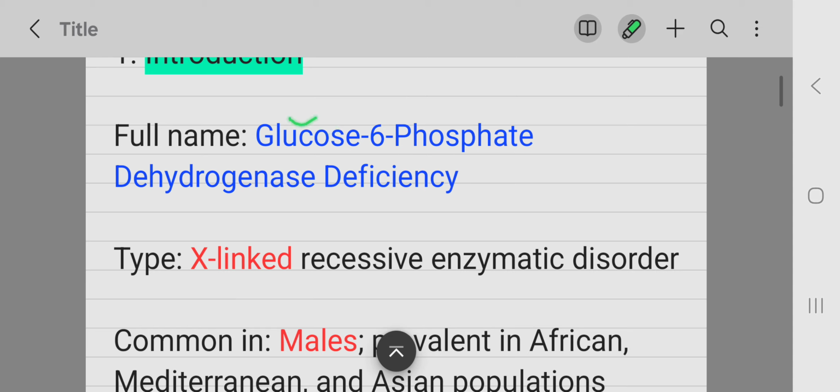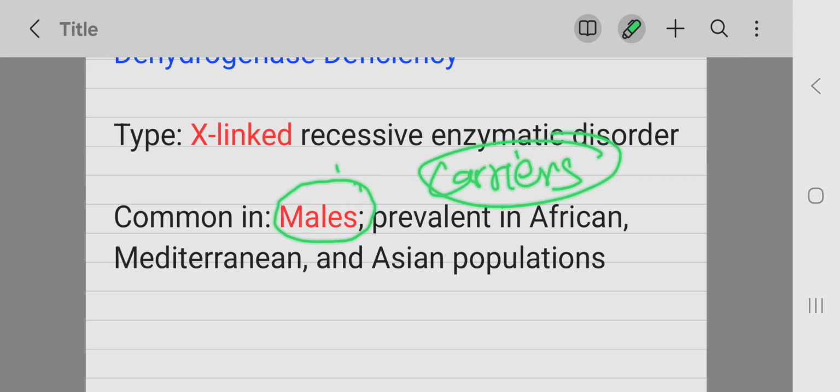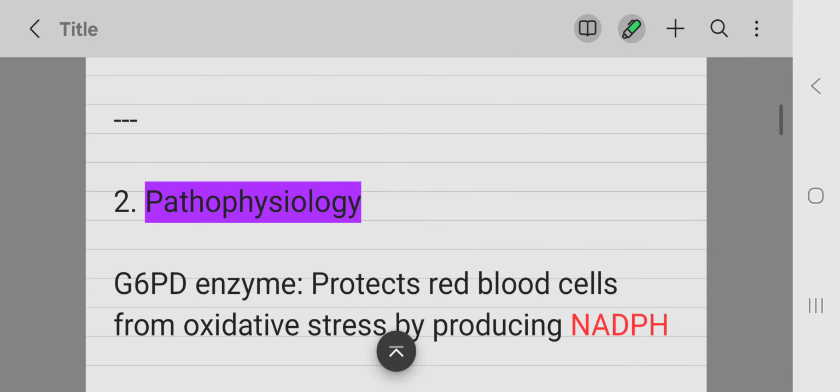G6PD stands for glucose 6-phosphate dehydrogenase deficiency. It is an X-linked recessive enzymatic disorder. X-linked recessive means it affects males, and females are mostly carriers, while males are mostly affected.